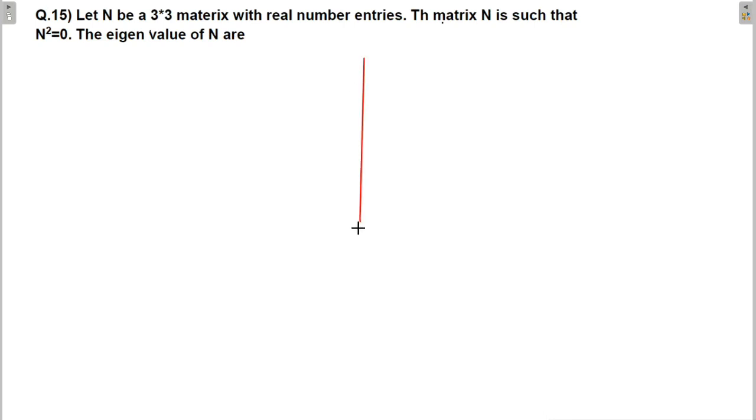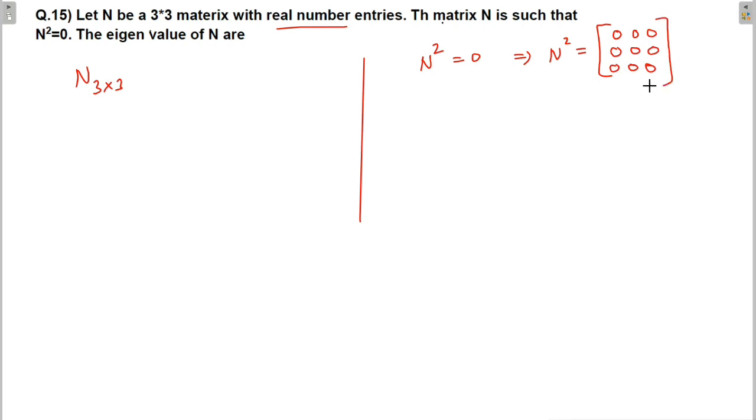So here, given that N is a 3 cross 3 matrix, all entries are real, and also given that N square equal to 0. That means N square equal to the zero matrix. Right? The eigenvalues of N square are 0, 0, 0.